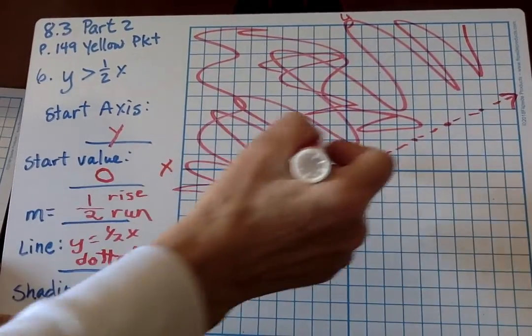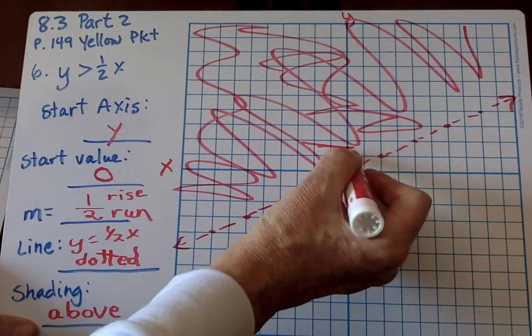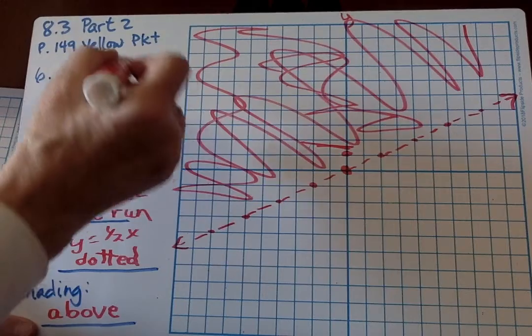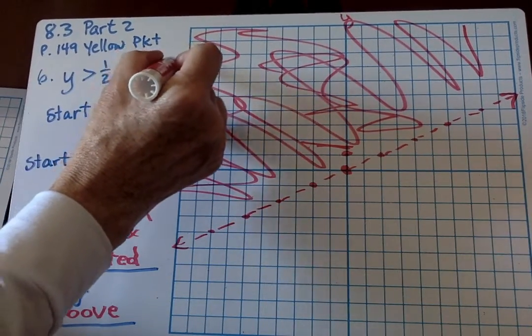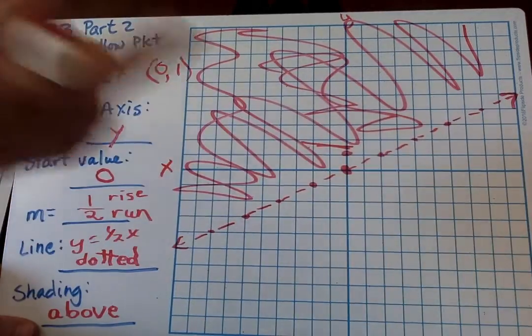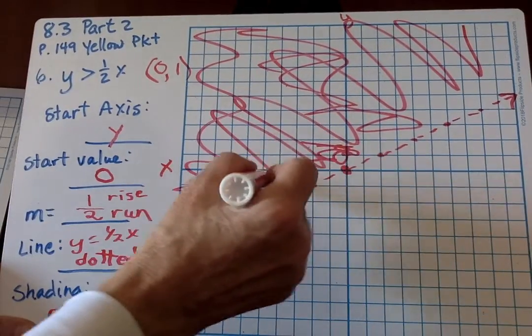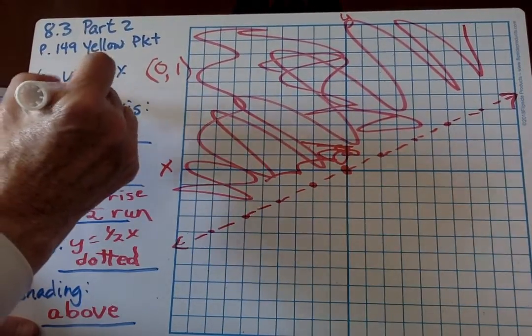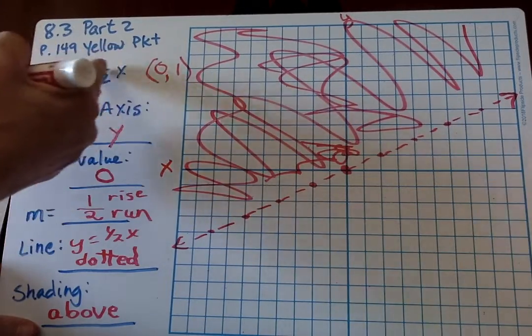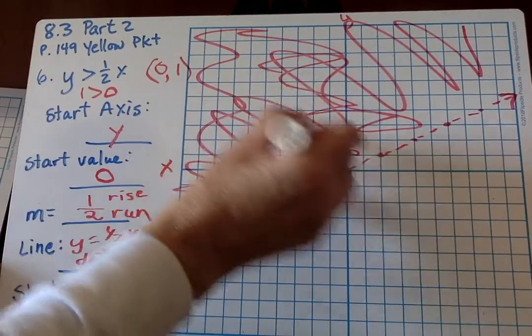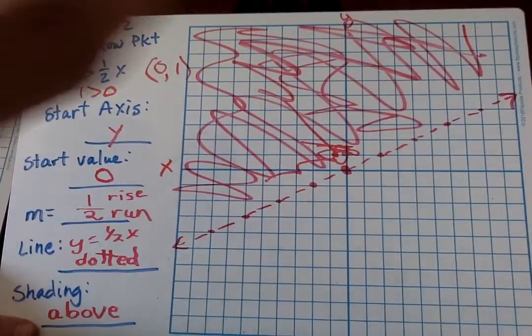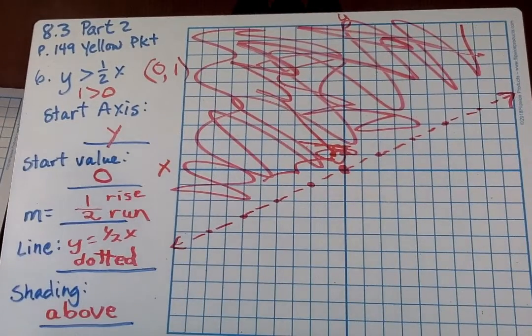Okay, normally I want to test a point. Why don't I test this point, which would be 0, 1. So if x is 0, I'm going to test that and make sure it's a solution to the inequality. Is 1 greater than 0 times 1/2, which is 0? Yes, 1 is greater than 0, so I know I've shaded the right half of the graph. And you're done with number 6.